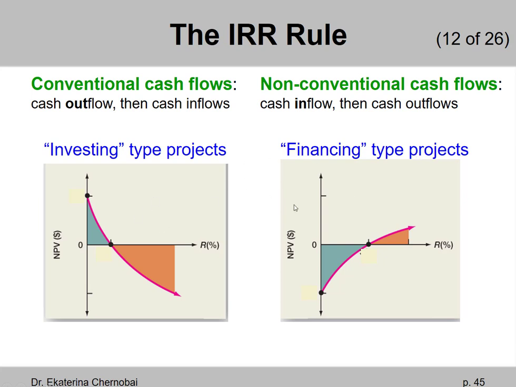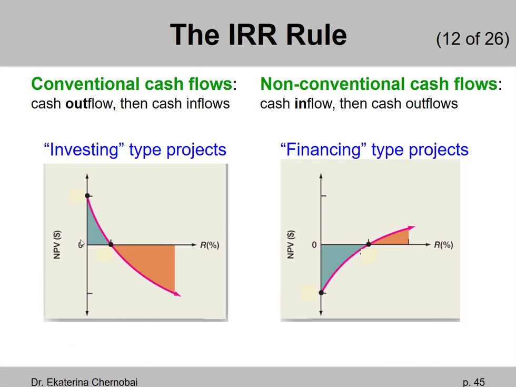If you compare the graphical relationship between the discount rate and the net present value, we get sort of a mirror image for the financing type project. For the investing type project, the net present value profile is sloping down and to the right. For financing type projects, the net present value profile slopes up and to the right. So in the first case, the relationship between the discount rate and the net present value is negative. In the second case, it's positive.